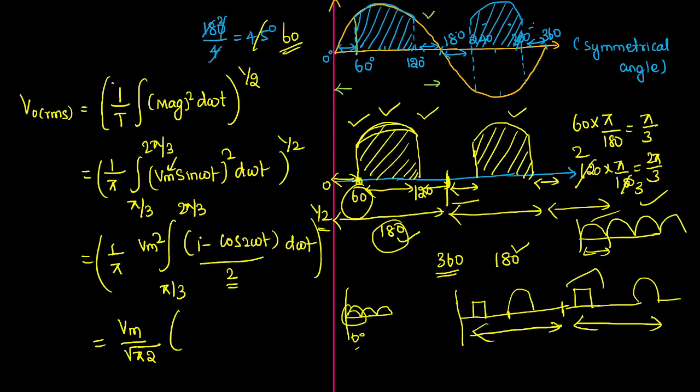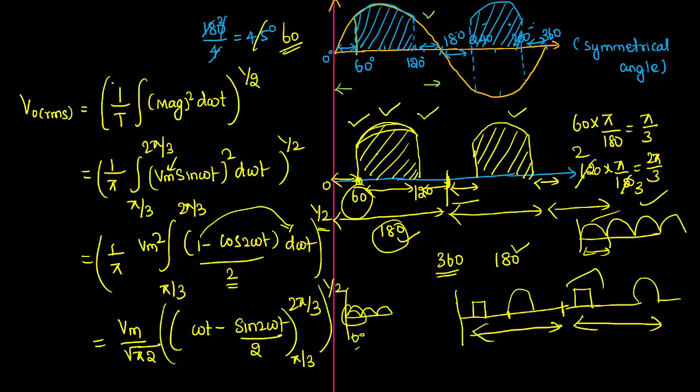Fine, sir. If I integrate 1 with respect to omega t, you will be getting omega t minus, cos 2 omega t will give you sin 2 omega t. Internal differentiation will give you one more 2. Yes. Now we know the limits. It is going from pi by 3 to 2 pi by 3. Remember, all these parameters lie under root. Let us reduce this. So we got Vm upon square root of 2 into pi.